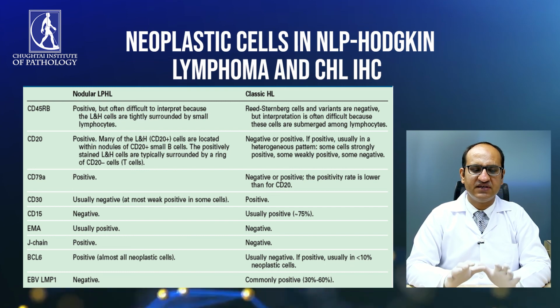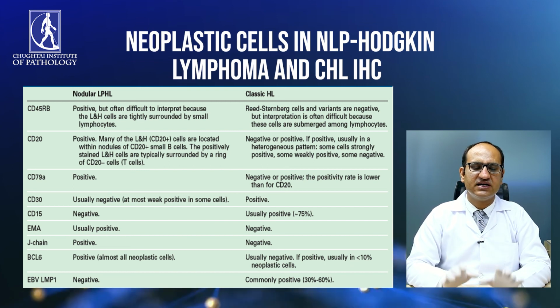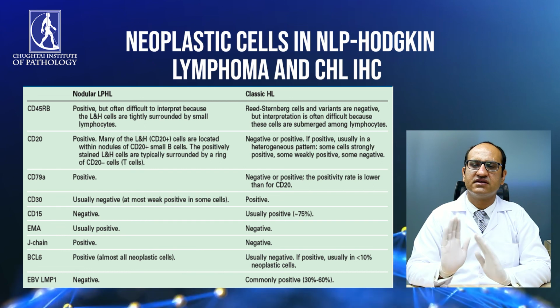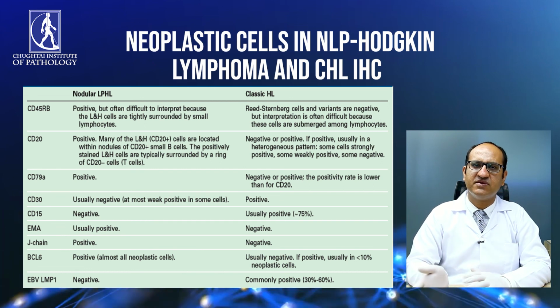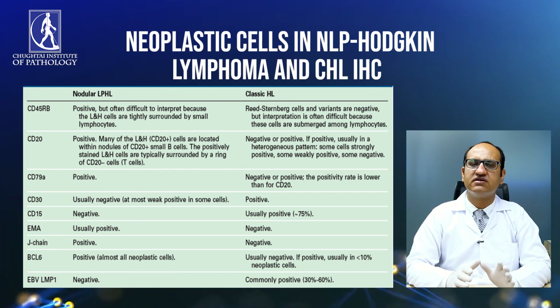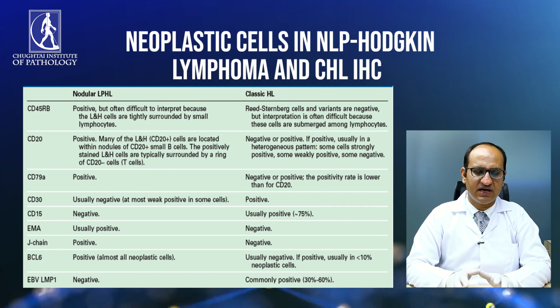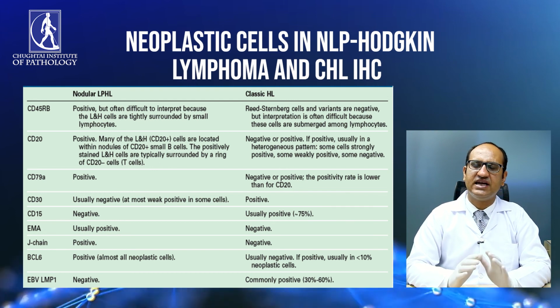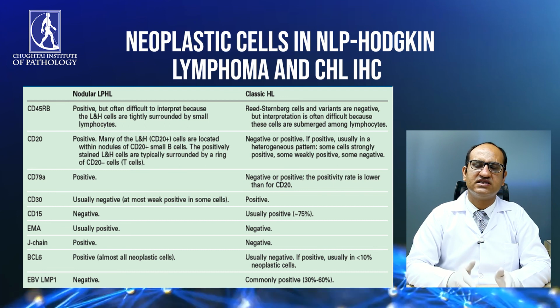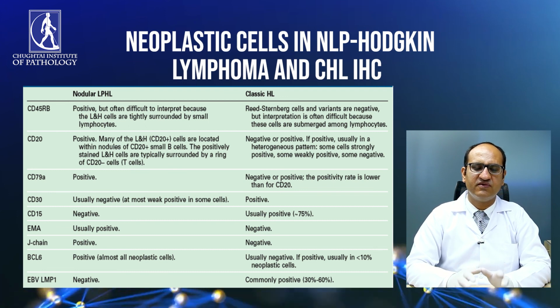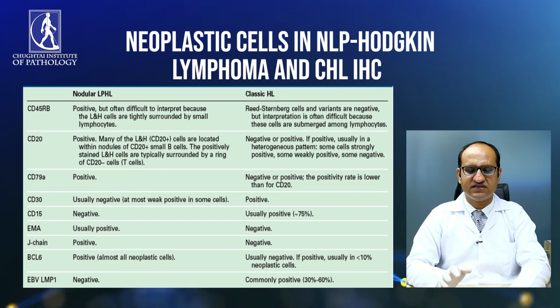Similar for CD79A. CD30 and CD15 are positive in cases of classic Hodgkin's lymphoma, while negative in cases of nodular lymphocyte predominant Hodgkin's lymphoma. EMA, J chain and BCL6 are positive in large cells of lymphocyte predominant Hodgkin's lymphoma, while negative in large cells of classic Hodgkin's lymphoma. Thank you so much.